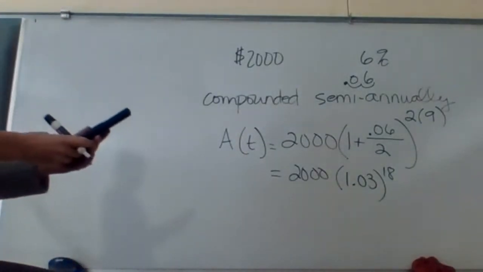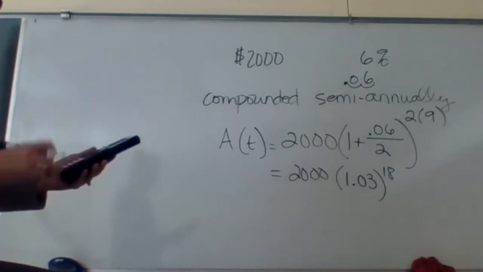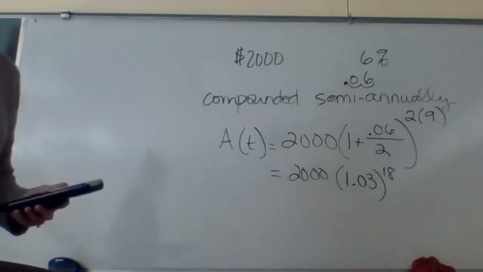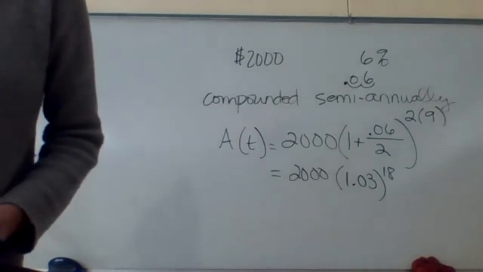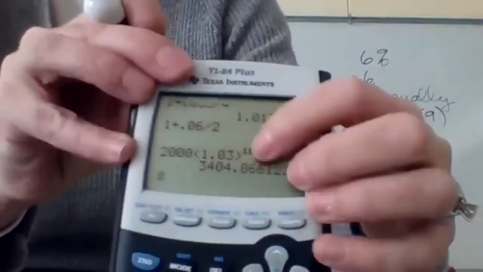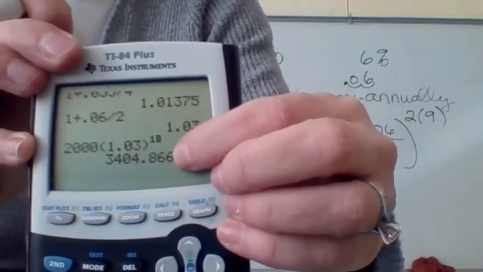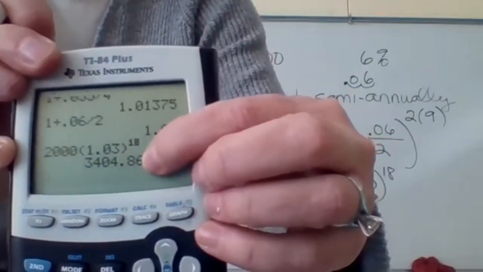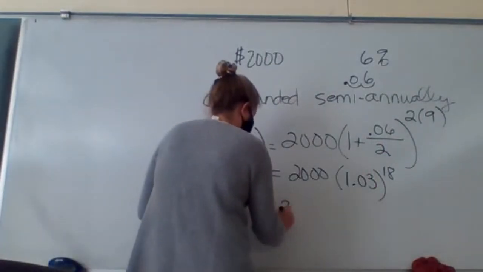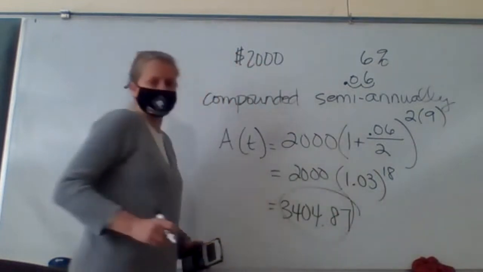So let's see what this gives me. 2,000, open parentheses, 1.03, close. Go up into your exponent, 18th power. Round to the nearest cent. Cent would be 2 places behind the decimal. If I go one more past that, I see that it's a 6, which means I need to round 86 up to 87. So that gives me $3,404.87.